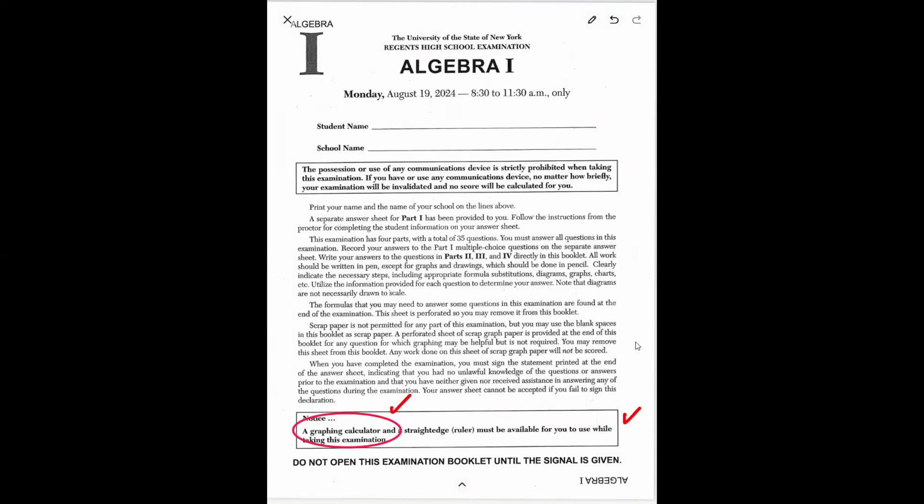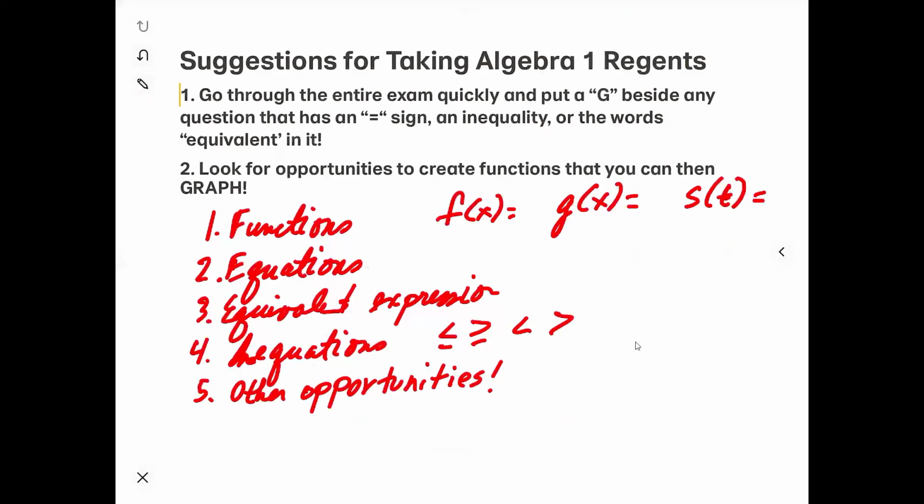So let me go to my next slide. All right, here are my ideas. I should say Algebra 1 and Algebra 2, but I'm going to focus right now on Algebra 1. If I have time, I'm going to do a video on Algebra 2 because I want y'all to see that as well. Because we have a graphing calculator, you should be looking to make graphs and look at tables as often as you can.